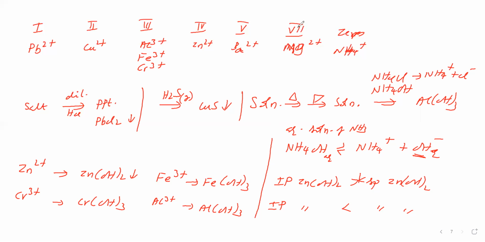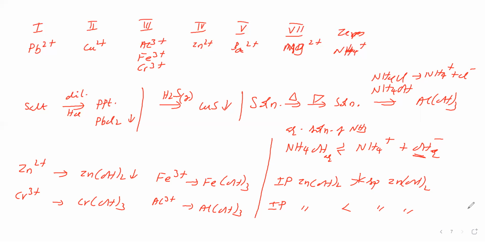So, group 4, group 5, group 7 are not precipitating in group 3 because the ionic product is less than the solubility product. How did we make it like that? By adding ammonium chloride. It gives ammonium ion, the common ion. Because of the common ion effect, the equilibrium favors backward, therefore the concentration of hydroxide is reduced.